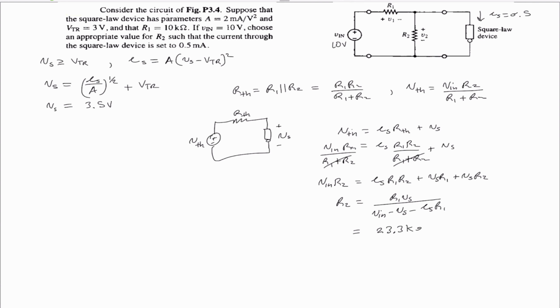23.3 kiloohms. And that is the value necessary, or that's the appropriate value of R2 such that the current through the square law device is set to 0.5 milliamperes. And that's it.